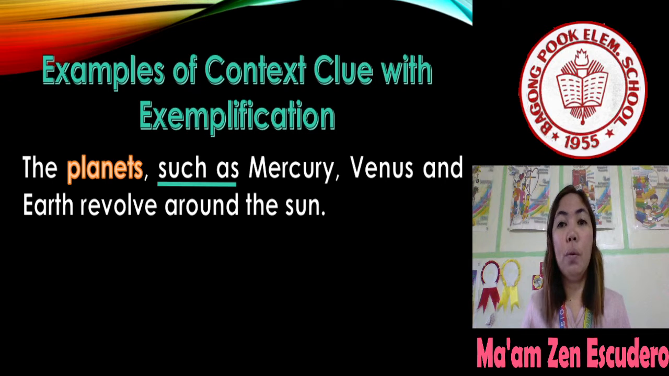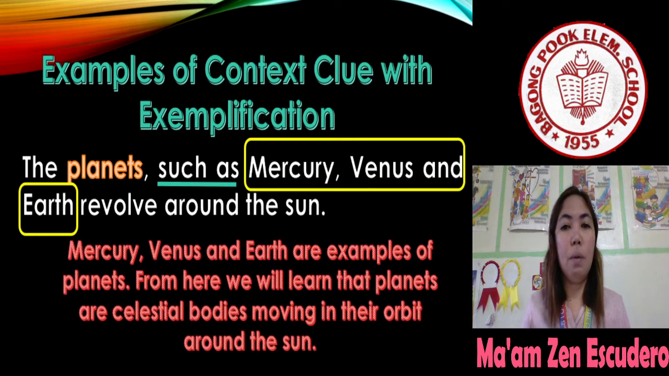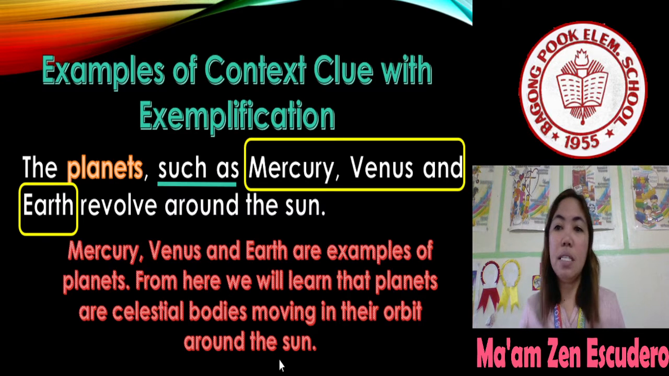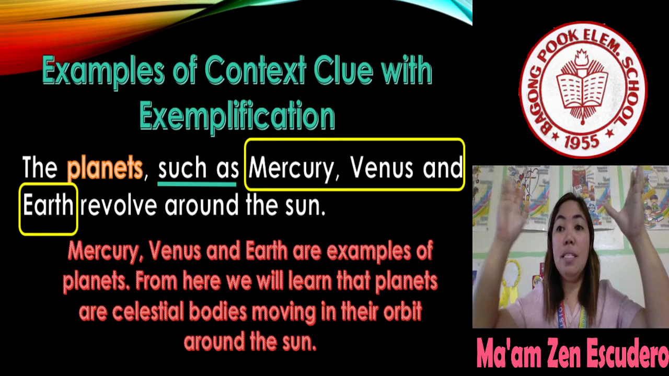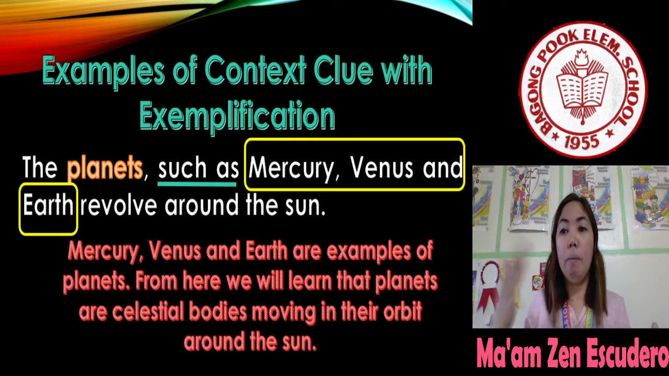And the following words that come after that are Mercury, Venus, and Earth. So from here, we will learn that Mercury, Venus, and Earth are examples of planets. Planets are celestial bodies moving in an orbit around the sun. When we say celestial bodies, these are objects that we can see in space. And usually, they are moving around their orbits and they go around the sun as well.